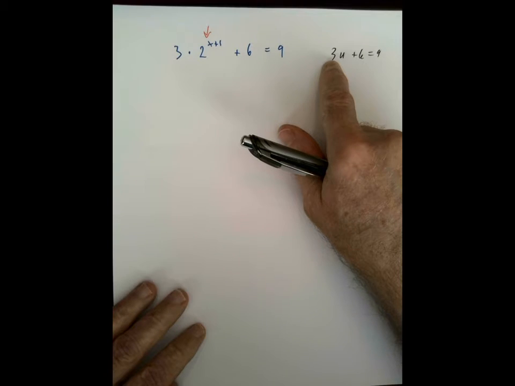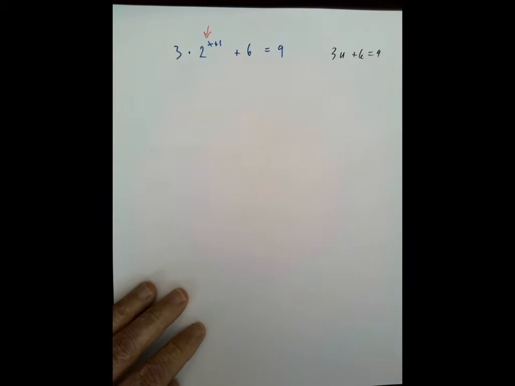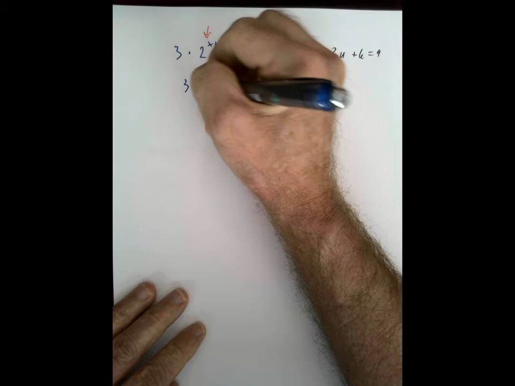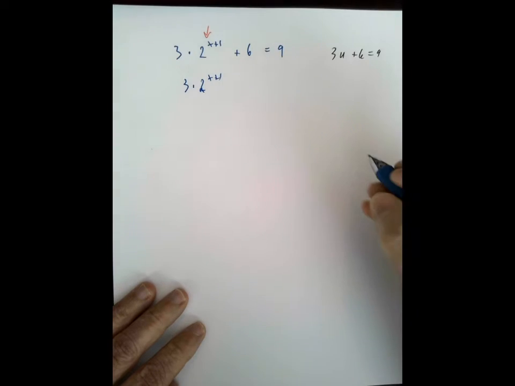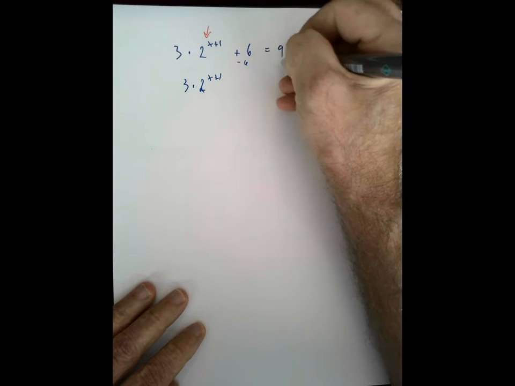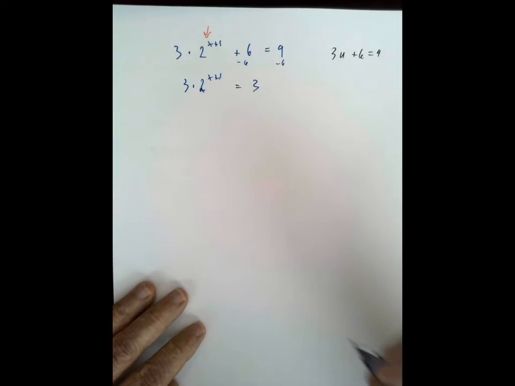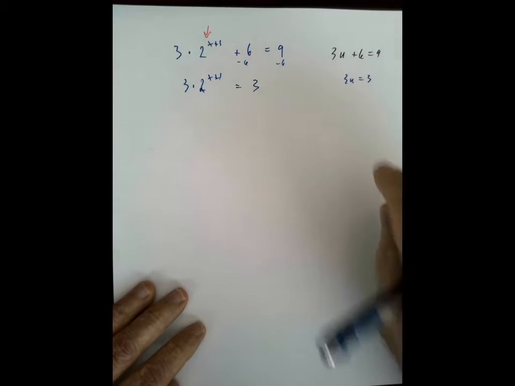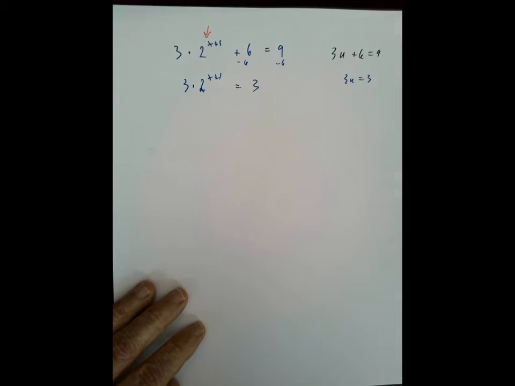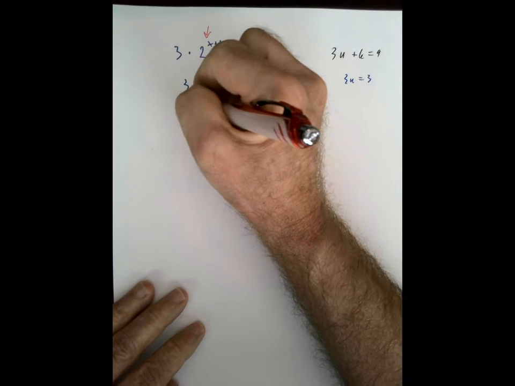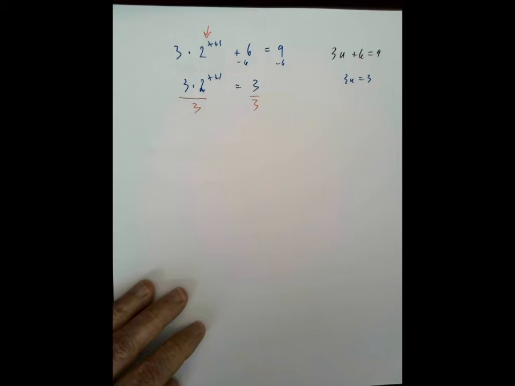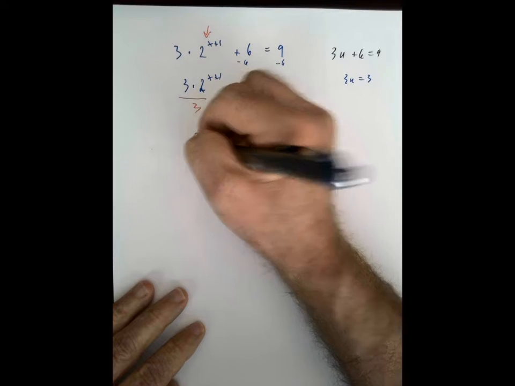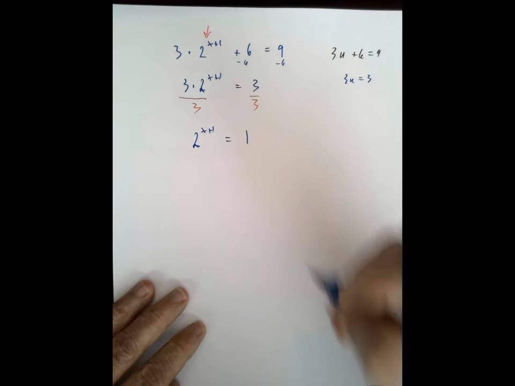So we're going to subtract 6, and now we've got 2 to the x plus 1, and we subtract 6 from both sides, and we get equals 3. So over here, by comparison, we now have 3u is equal to 3. Now we divide both sides by 3, and that's going to give us 2 to the x plus 1 is equal to 3 divided by 3, which is 1.